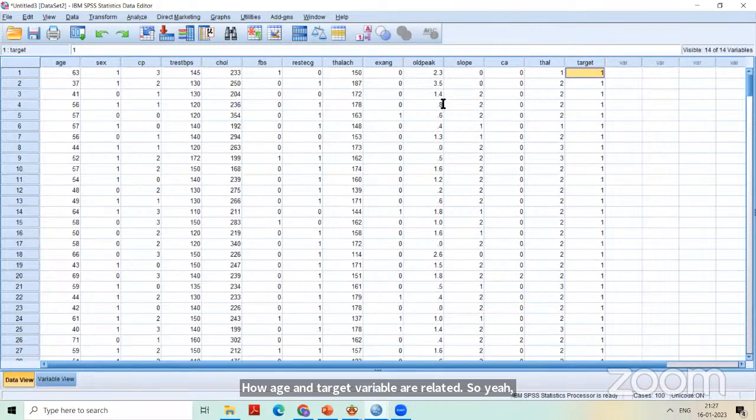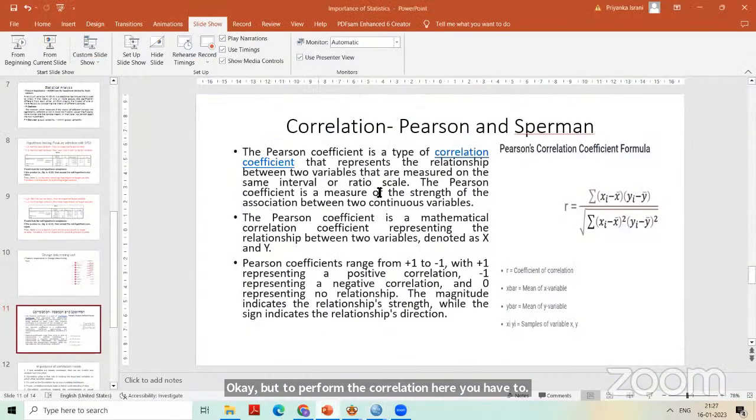Okay, but to perform the correlation, this is my SPSS. First, let me explain what is Pearson correlation. There are two types of correlation, Pearson and Spearman. But we are going for Pearson correlation. I don't want to explain Spearman, because I want to explain what the correlation coefficient does and how you can compare the correlation and relationship between two features.